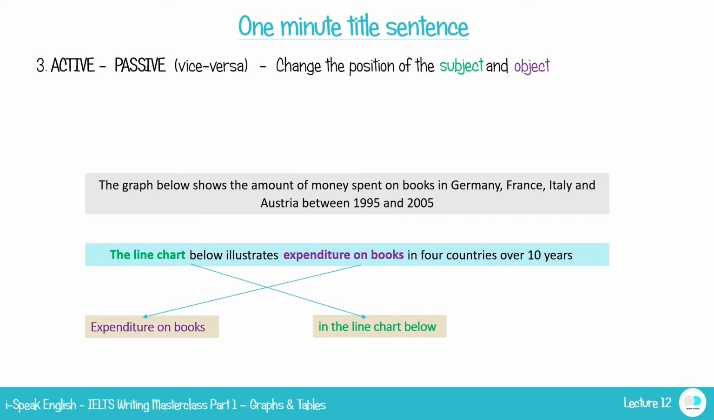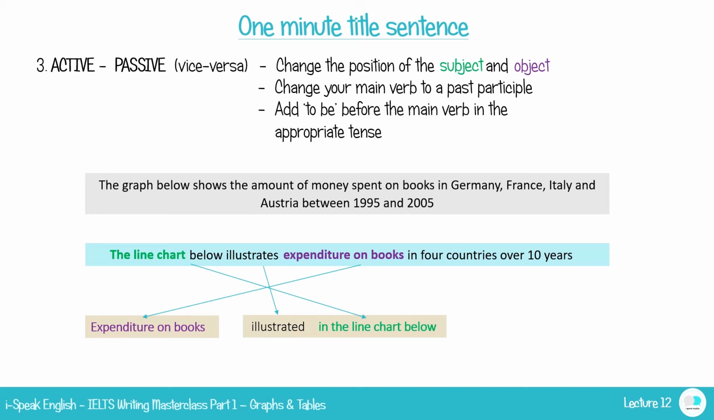Our second stage is to change the main verb to a past participle. So the main verb in our sentence is illustrates. The past participle is illustrated. And it stays in the same position.